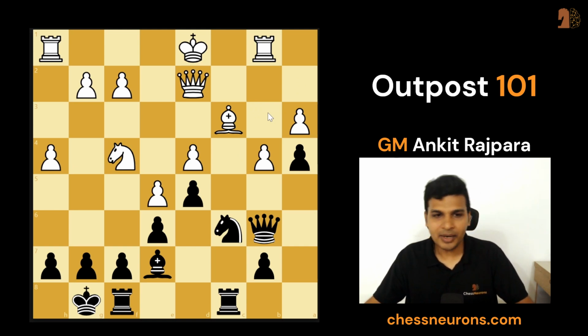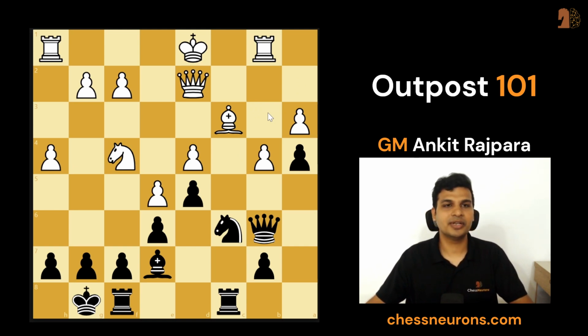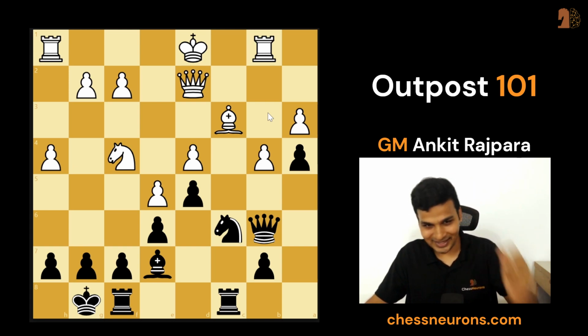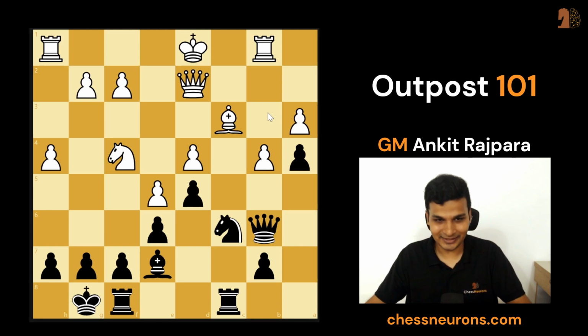Now the second part is that if there is an outpost square, then ideally you want to put the knight there. Now why knight? What crimes have the other pieces committed that mostly the knight should be preferable and not the other pieces? So let's try to understand.